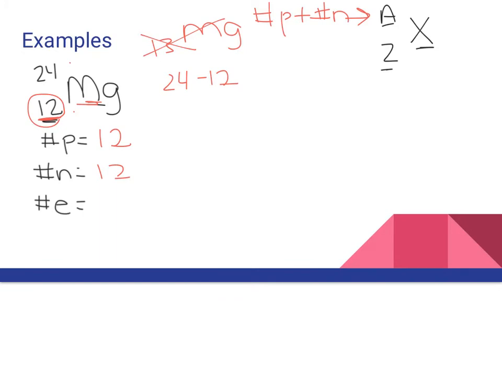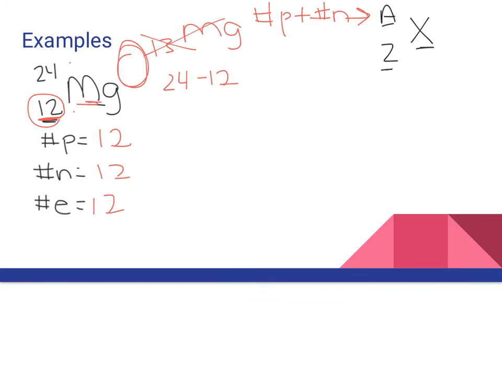The last thing has to do with the electrons. If we have a neutral atom, the positive and the negative charges have to cancel each other out. In this case, we have no charge indicated here, so we would assume that we have a neutral atom, and therefore the number of electrons is going to be equal to 12.